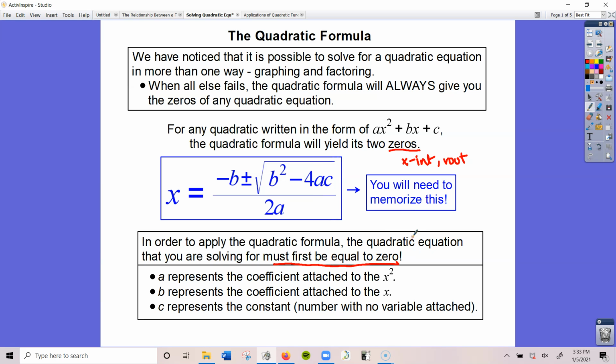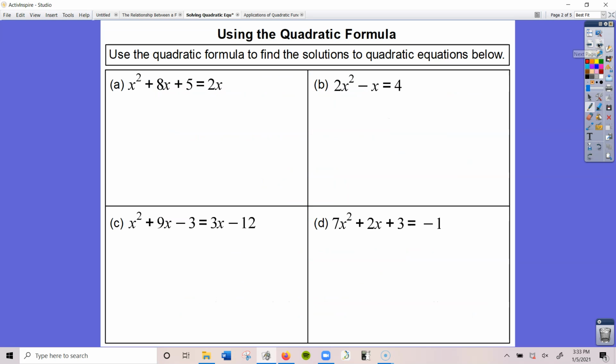In order to apply the quadratic formula, the quadratic equation must first be equal to 0. So if your quadratic equation is written in some other format, make sure that you rewrite it so that it equals 0 and is in standard form. As a reminder, a represents the coefficient that is attached to x squared, b is the coefficient that is attached to the x, and c represents the constant, which is the number that does not have a variable attached to it. So now let's practice.